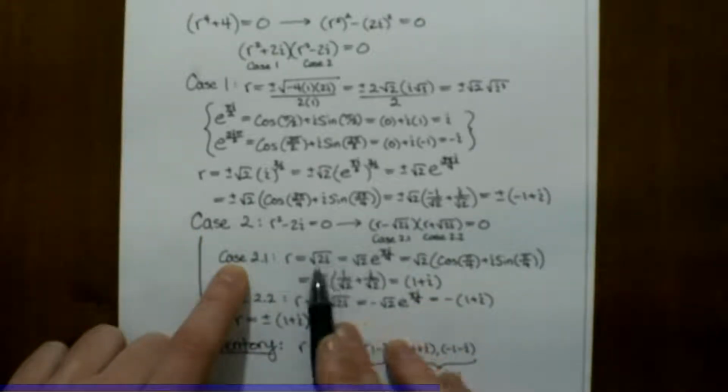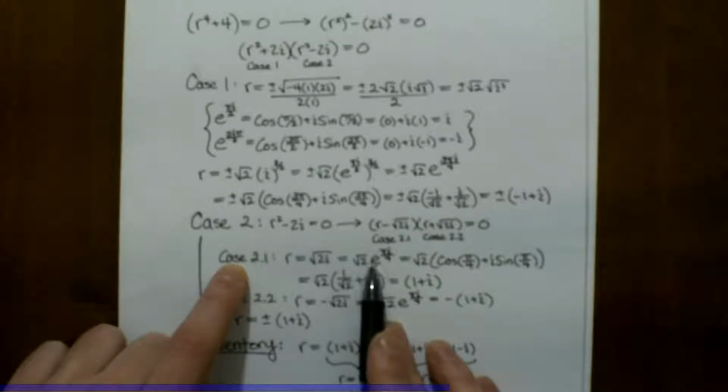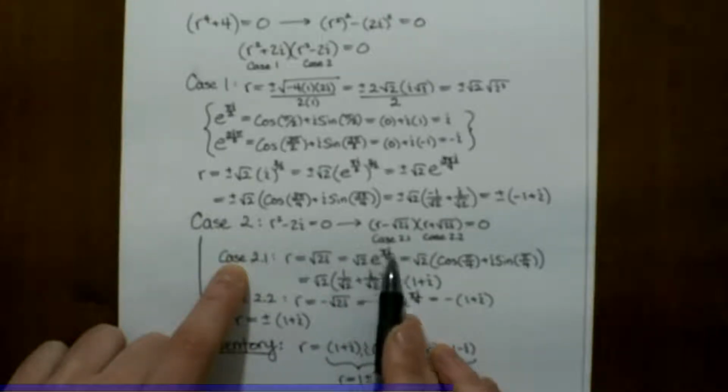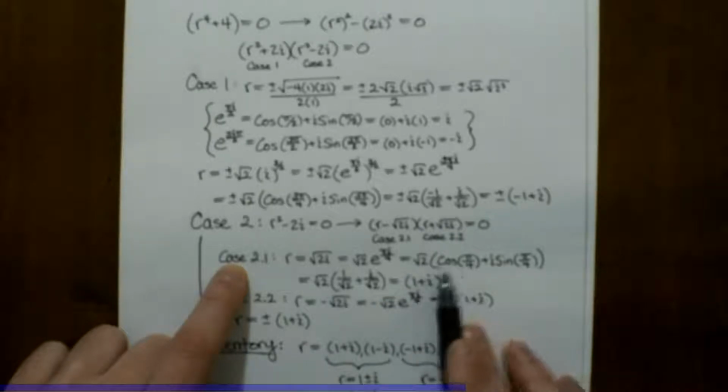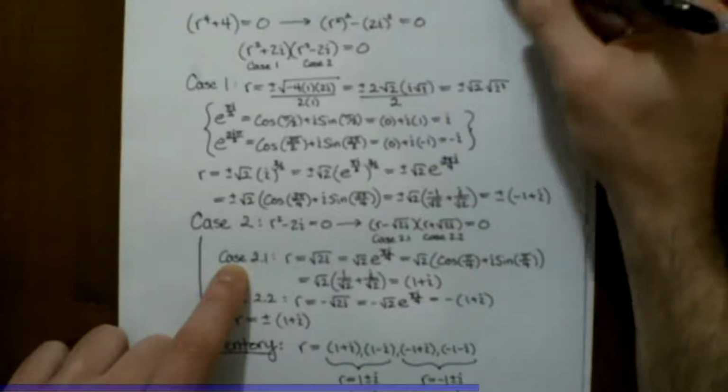So for case 2.1, r is then, well, the square root of 2i. And we can separate this to the square root of 2 times the square root of i. And that is e to the pi i over 4. So let's perform an Euler substitution here. And we will have the root of 2 times the cosine of pi over 4 plus i times the sine of pi over 4. And this time we are talking about this angle right here.